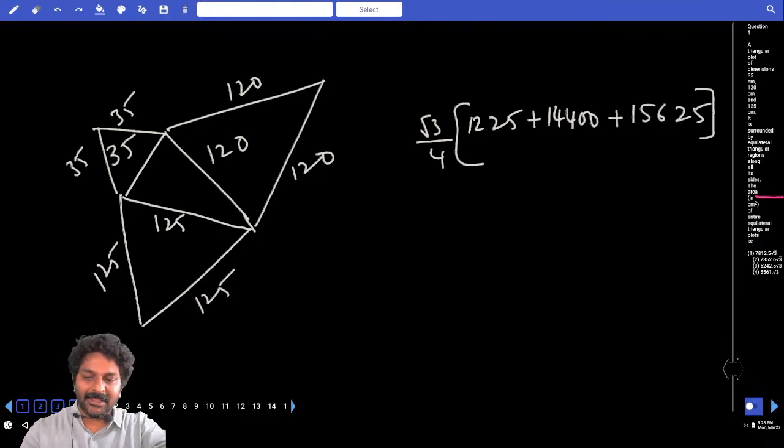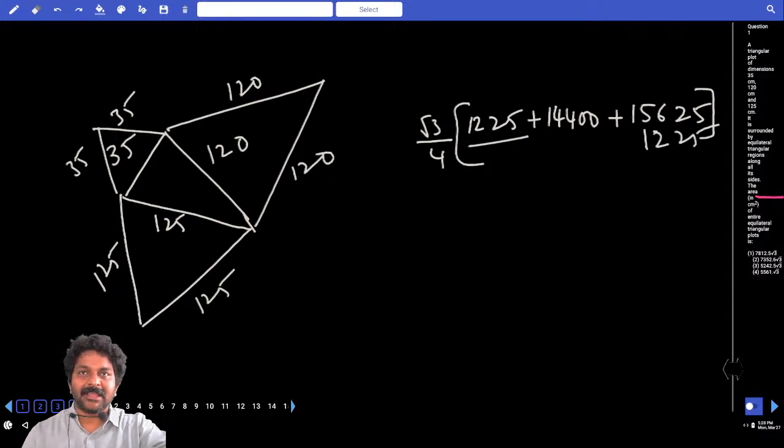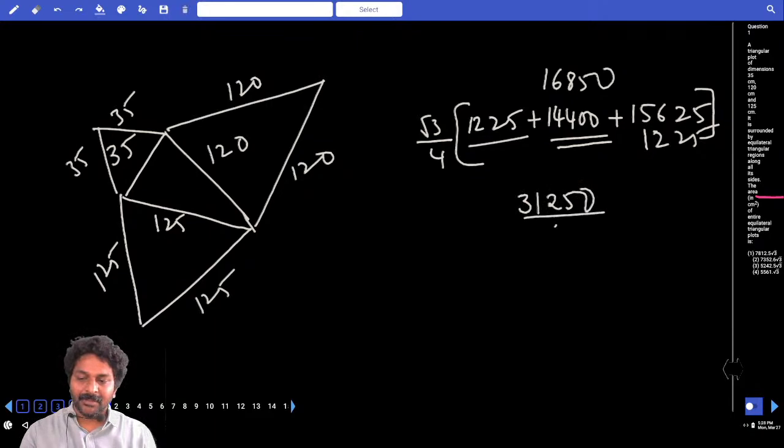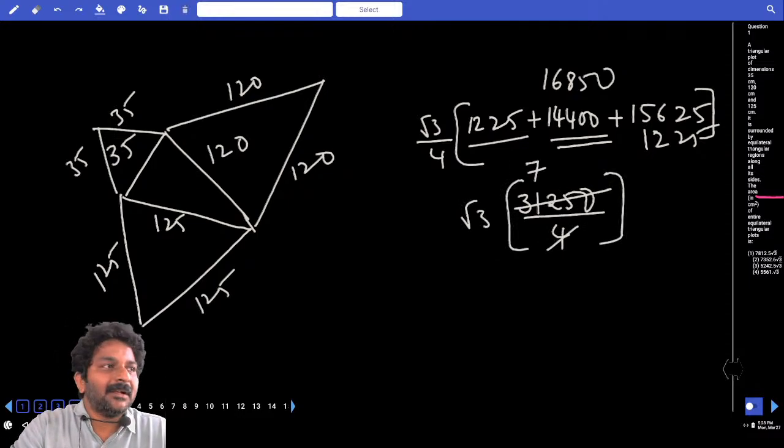Let's calculate remaining areas. 1225 added here. How much it becomes? 16,850. Add that to 14,400. 16,000, 14,000. 30,000. 850, 400, 1250. That is 31,250 by 4. I don't want to change root 3. For how many times? 7 times.